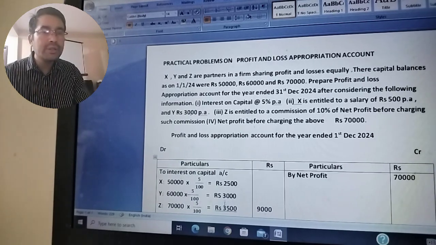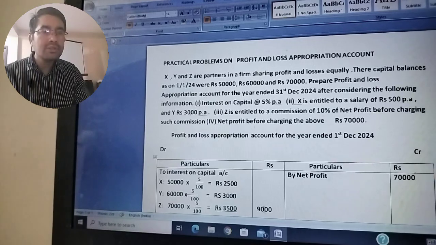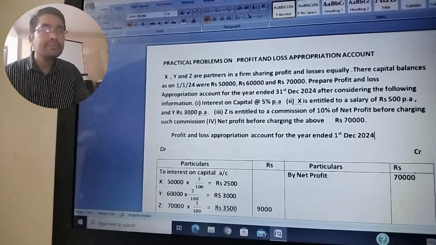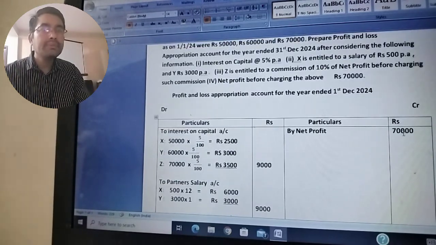If you add all this total, got my point? 5% of 50,000, if you use a calculator, is 2,500. 5% of 60,000 is 3,000. 5% of 70,000 is 3,500. If you add these three, you will get 9,000. So you need to bring it to the final column. I'm scrolling a little bit.